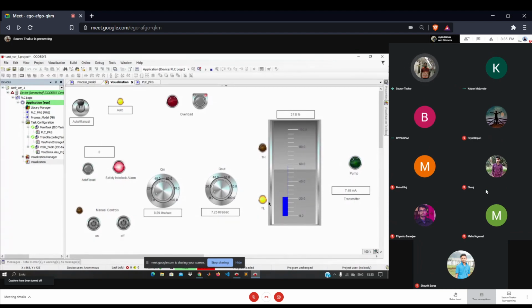Yeah, 20 seconds have elapsed. So we have got a safety interlock alarm and the pump has stopped. Since Q out was there, the water drained out. Now, if I acknowledge it, yeah, it is working again. Oh, I have to increase. Sorry, I didn't increase it. It's working. If there is an overload, the pump will stop.